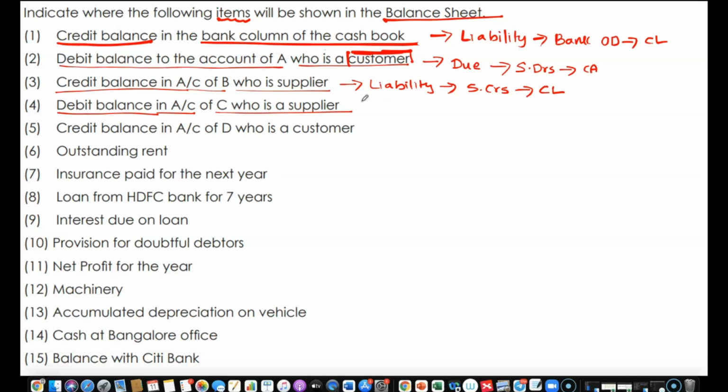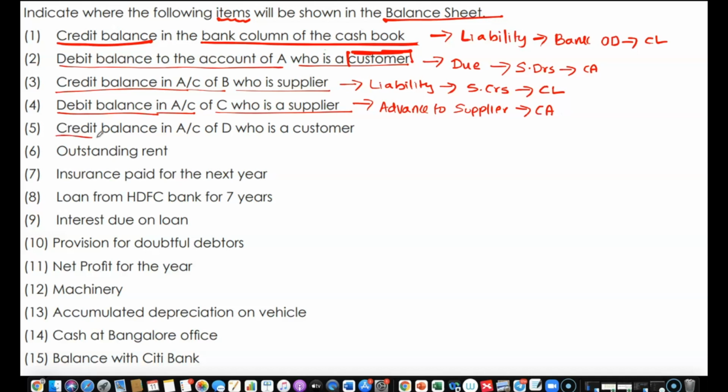So what does that indicate? That indicates you have paid advance to the supplier. So you have a right on the supplier for the advance you have paid. So it's an asset, and this basically comes under current assets. Since you have paid advance to the supplier, he is going to give you goods in a shorter period. So for that reason, we classify this under current assets.